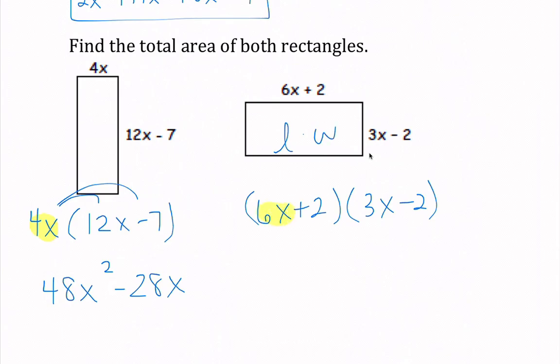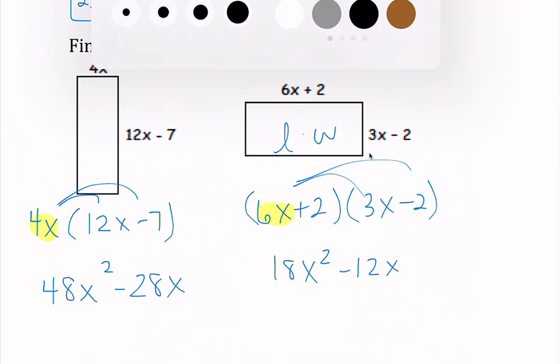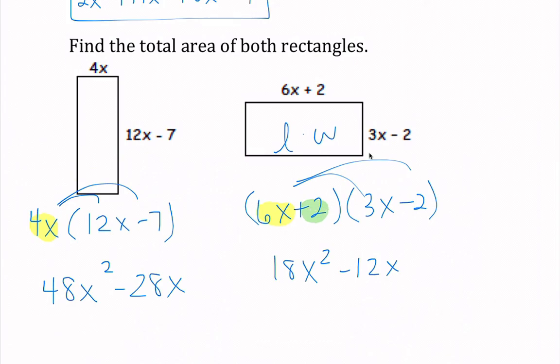So I'm multiplying by 6x. 6x times 3x is going to give me 18x squared. 6x times a negative 2 gives me a negative 12x. Now I'm going to move on to multiplying by a positive 2. 2 times 3x is a positive 6x. And 2 times a negative 2 is a negative 4.